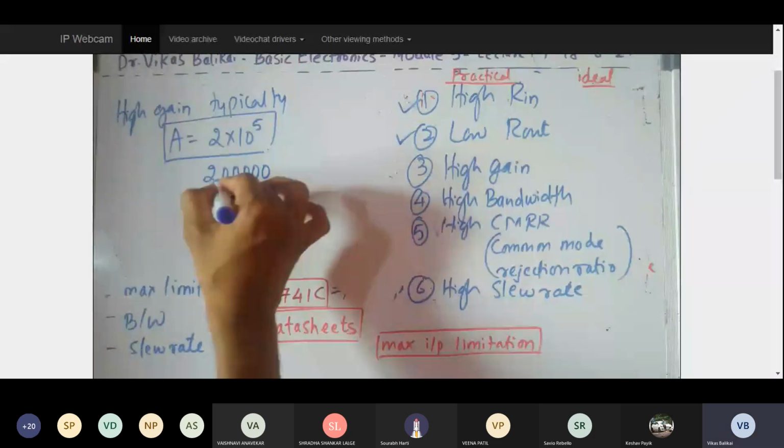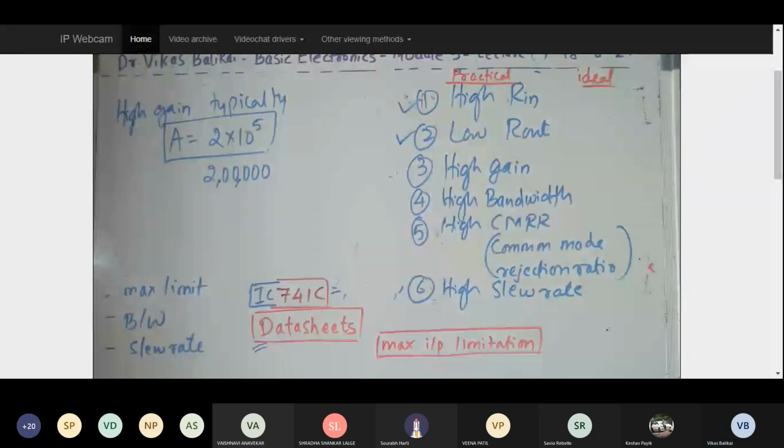2 lakh, the gain of my op amp. So that is what has been mentioned in the data sheet. The meaning is, if I give the input, it will be multiplied by that much gain. For example, you may ask, sir, if this is the case, can I just give 1 volt and obtain 2 lakh volts out of it?